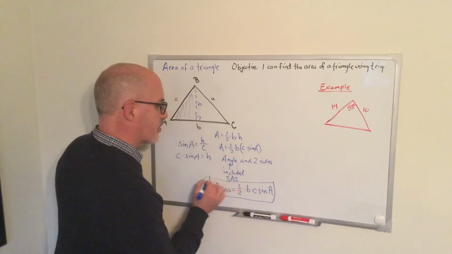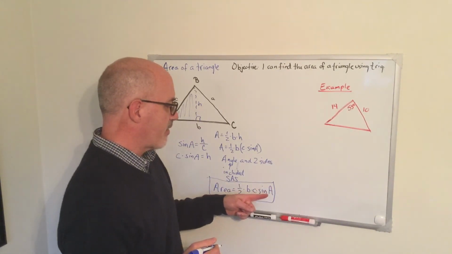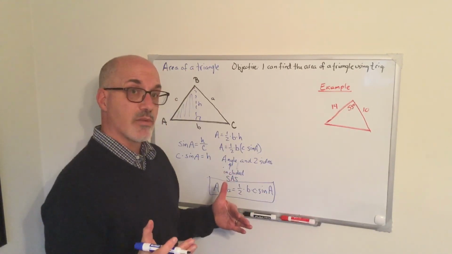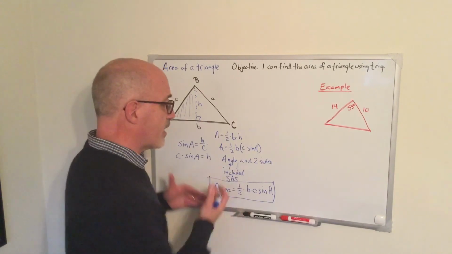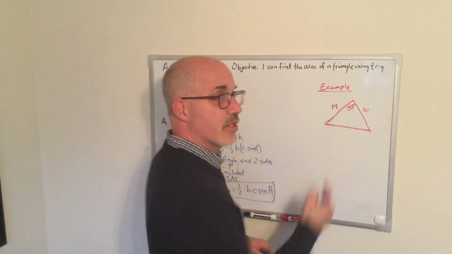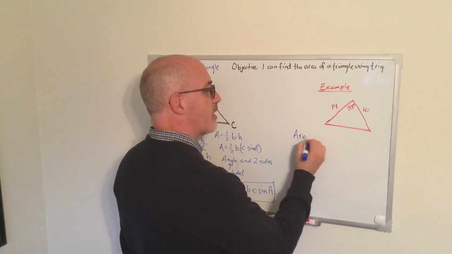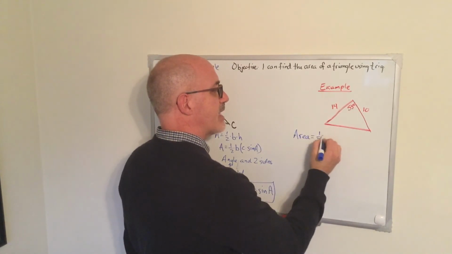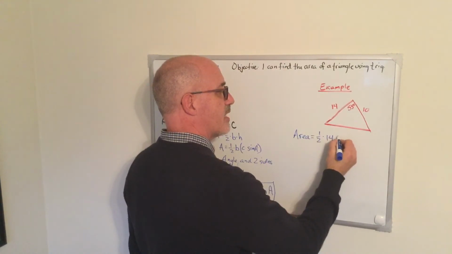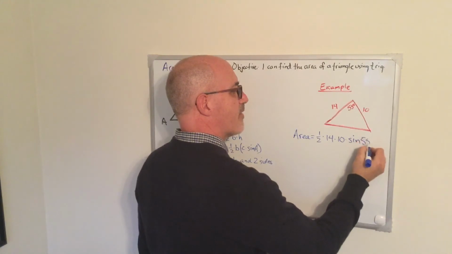Now that would work also. We could do the same thing if this were A and C, and in that case, the included angle for A and C would be angle B. So you could do it with any one of them. So here I've got an example where I've got an included angle between two sides. The formula tells us that the area is just going to equal 1/2 times the two sides multiplied together, 14 times 10, times the sine of that angle, 55 degrees.